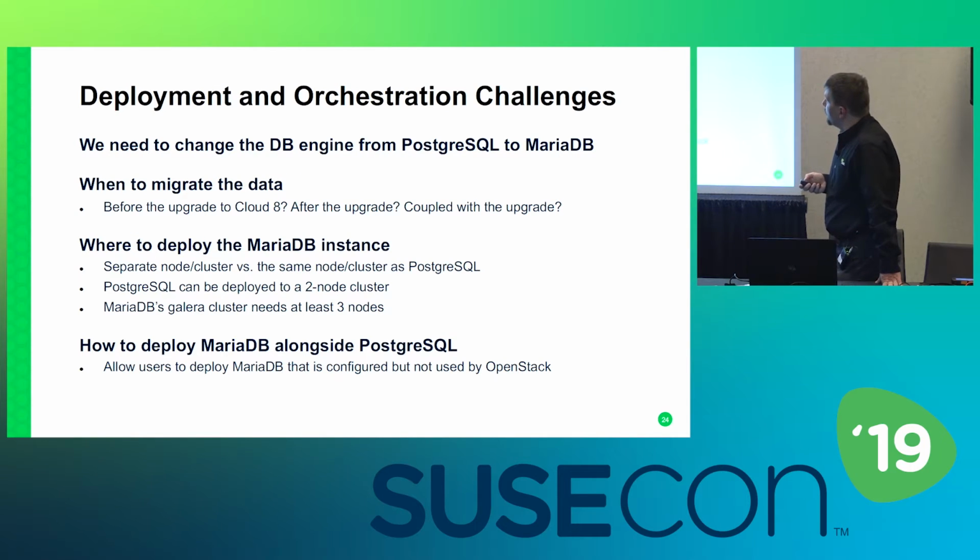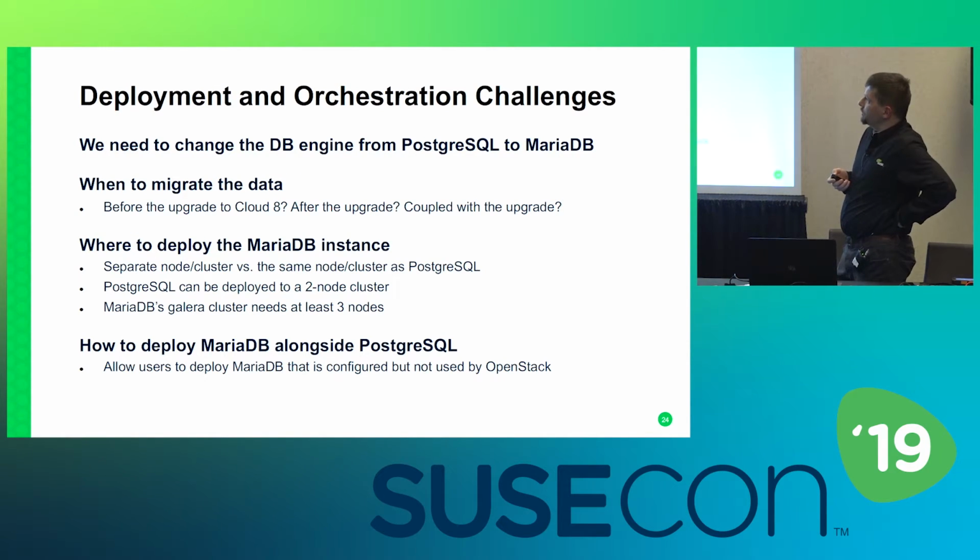So we had to ask several questions. Yeah, we know that we need to change the database engine. But it's not just switching the engine that the OpenStack services are using. We need to migrate all the data from the old database to the new database. So the question is, when should we do it? Before the upgrade, or as part of the upgrade, or maybe we should do the upgrade using Postgres, and once we are in Cloud 8, then we do the database switch.